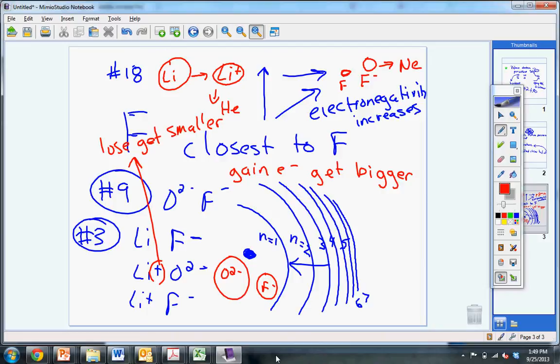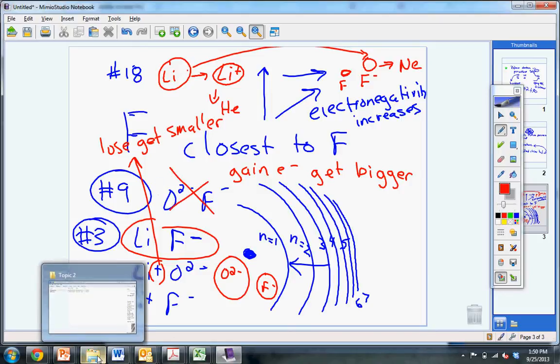Taking all that into account, what do you think the answer is? Anybody, what do you guys think the answer is? Which one? Lithium and fluoride would be the closest. Why? This guy didn't change that much, and this guy came up to about matching that size. It's not to scale by any means, but if lithium doesn't change, you're going to have the same kind of size as the F when it gains an electron. O2 minus and F definitely can't be, right?